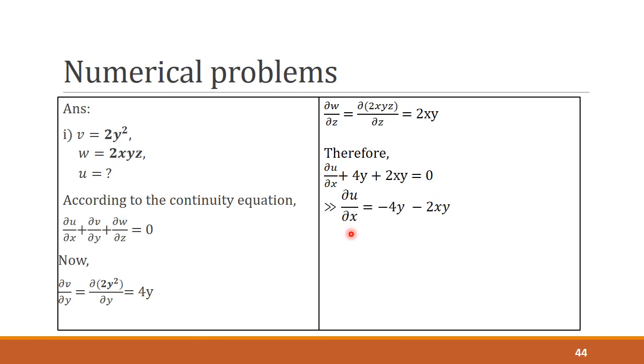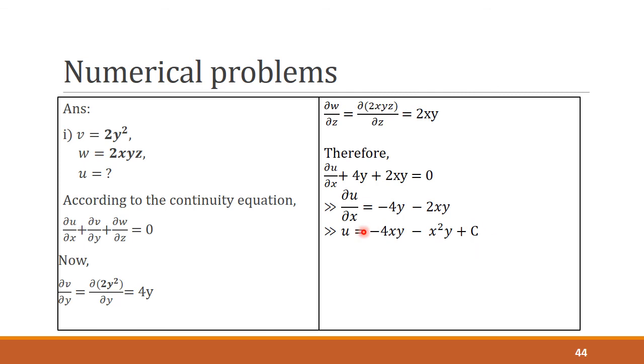Or we will get ∂u/∂x is equal to minus 4y minus 2xy. All we now need to do is integrate. But let us not forget that when we are integrating, we are actually integrating a partial differential. So u would become minus 4xy minus x squared y plus a constant of integration. This part seems simple enough.